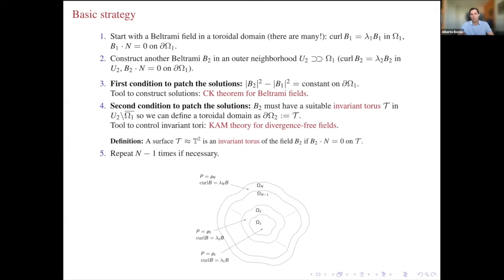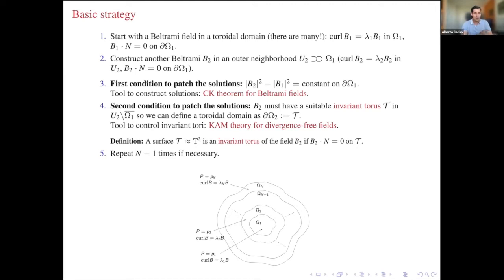For that, we have to be able to construct, of course, many Beltrami fields. There are many, but we have to be able to construct them efficiently. And the tool we will use for that is a kind of Cauchy-Kovalevskaya theorem for Beltrami fields. Of course, that's not enough. We have to ensure that for the second Beltrami field, we can find a larger toroidal domain such that this second Beltrami field is tangent to it. To put it differently, we know that B2 is going to be tangent to the initial one. That will be a sort of initial condition, but we need another torus to which this is tangent.